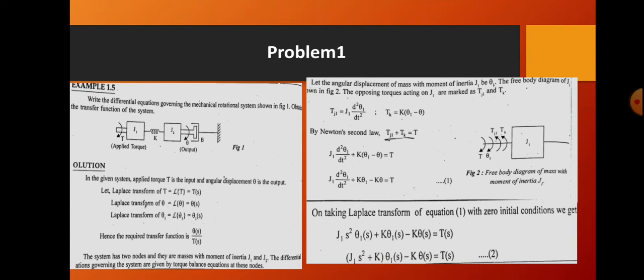Last class, in the last session, we discussed the mechanical translational system and studied how a problem can be solved. In that class we studied the guidelines, and also discussed the basic equations corresponding to the mass element, dashpot and spring element. So we can next go to a problem.